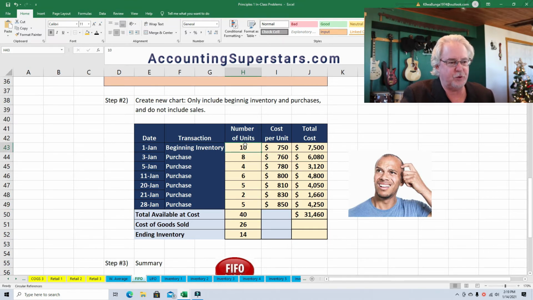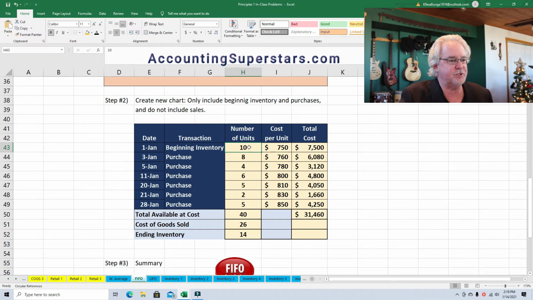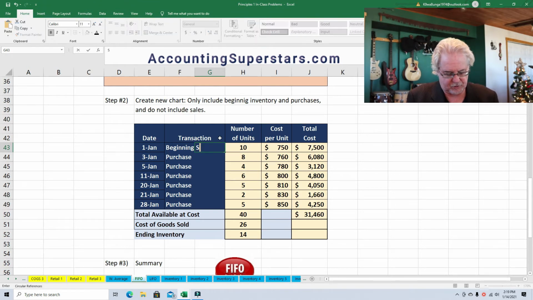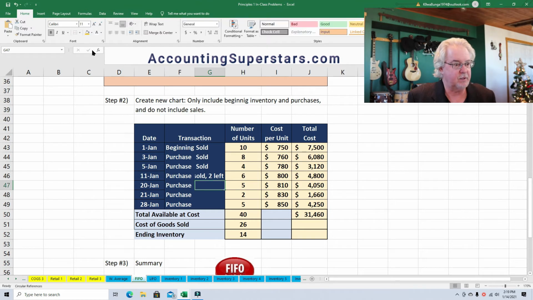These 10 here were sold, okay? We sold a grand total of 26. So these were sold, and these 8 were sold. In fact, what I'm going to do is I'm going to make a note here. Sold, these 8 were sold. That brings us to 18. These 4 were sold. That brings us to 22. Now 26 were sold. So what happened is that out of these 6, 4 were sold, 2 are left. Okay, so 4 are sold. Out of these 6 here, 4 are sold, 2 are left.